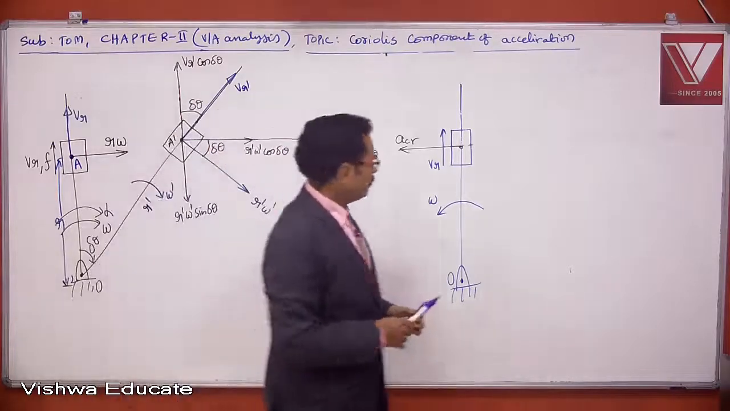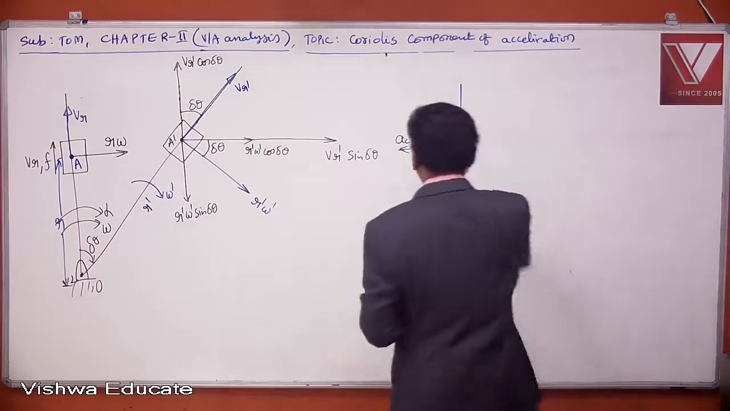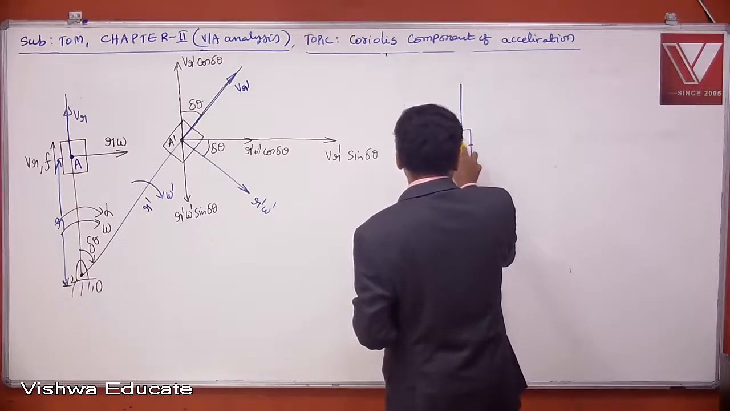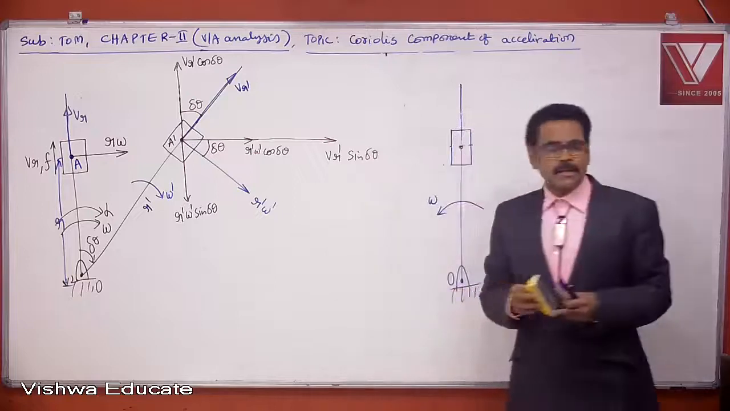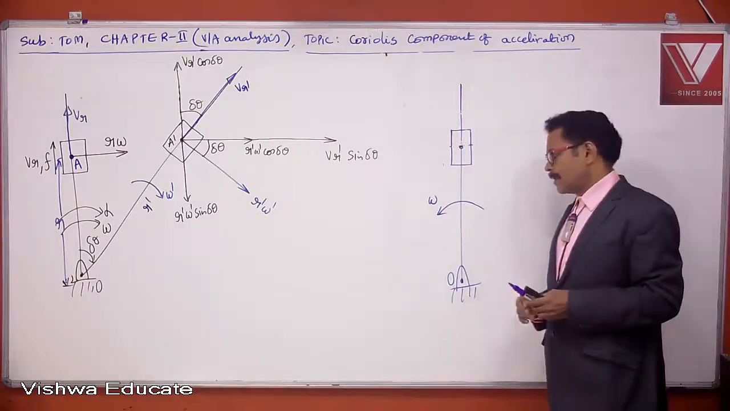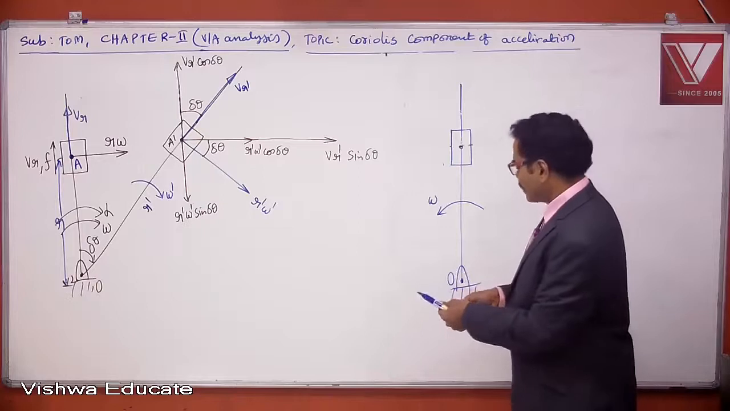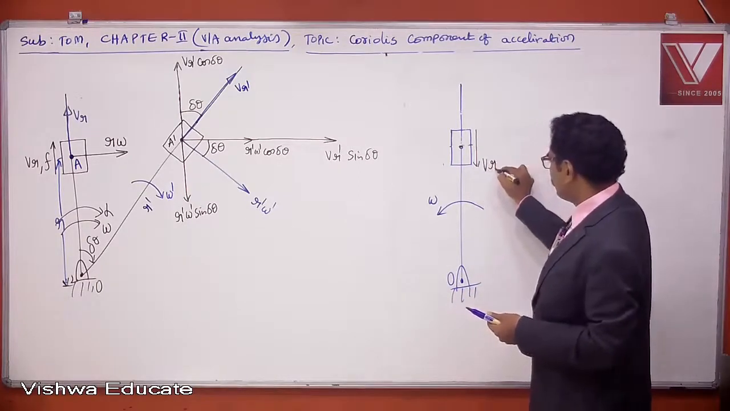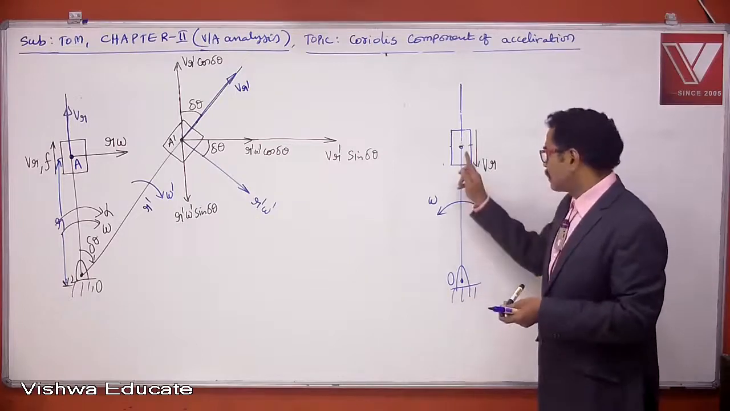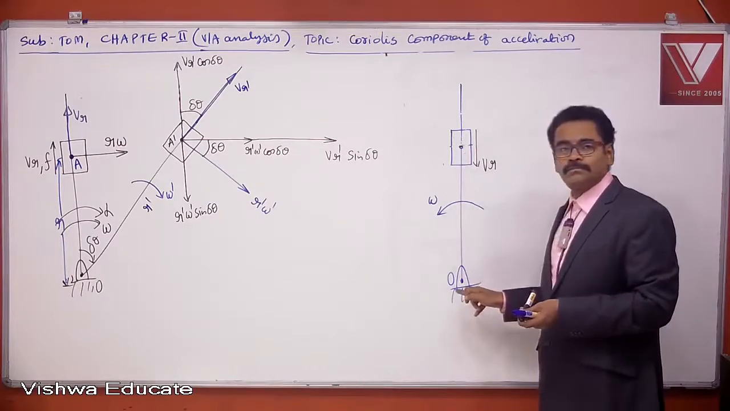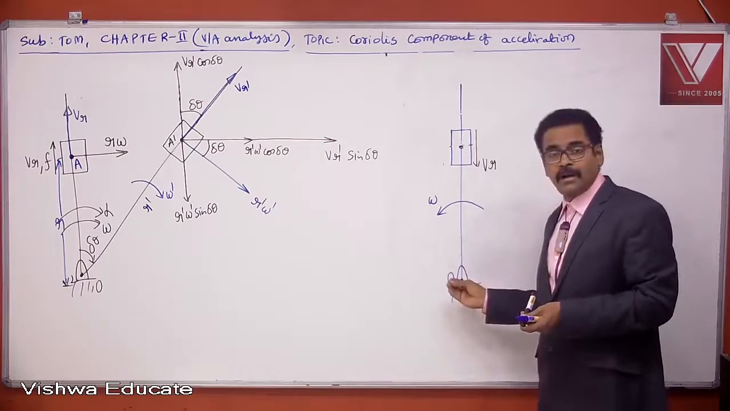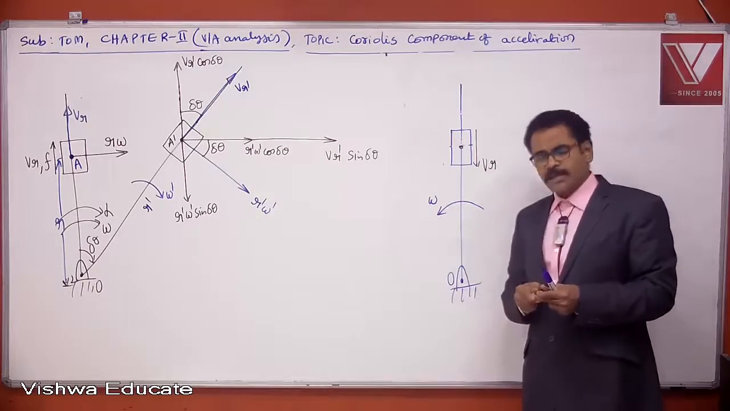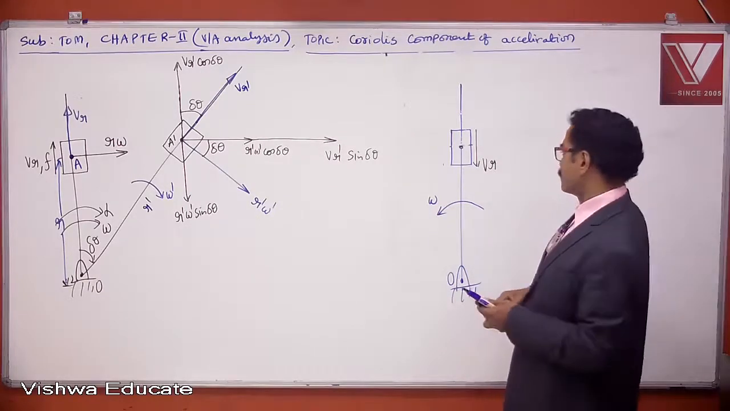I hope you copied. Let us see another case. The link is rotating anti-clockwise with an angular velocity of omega, but the slider is getting down with radial velocity of VR. The slider is coming towards O. It is moving in radially inward direction. So this is VR. Now what is the direction of Coriolis component of acceleration?